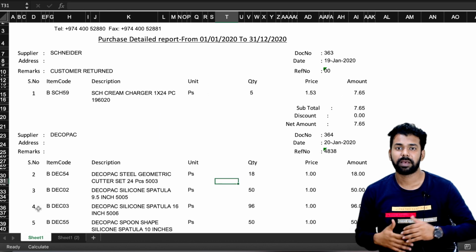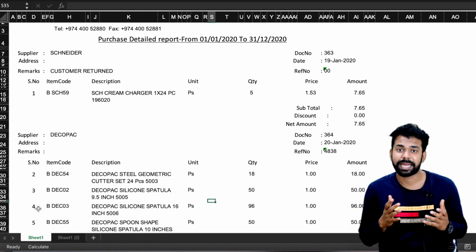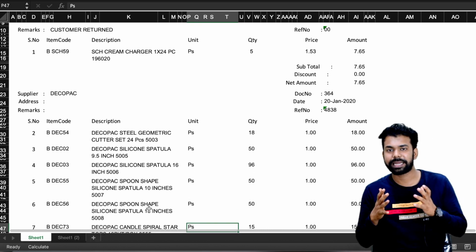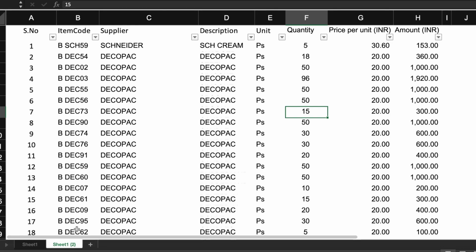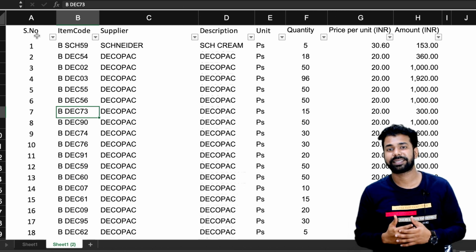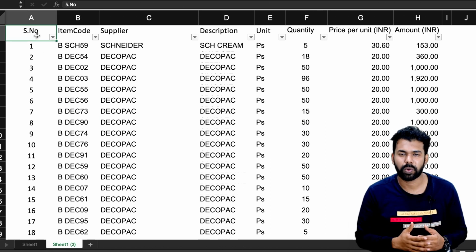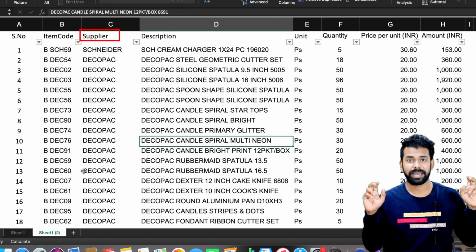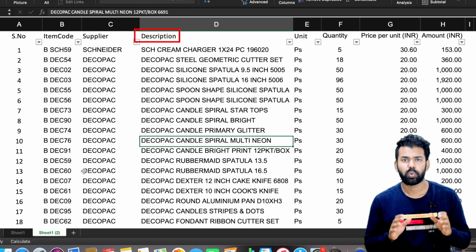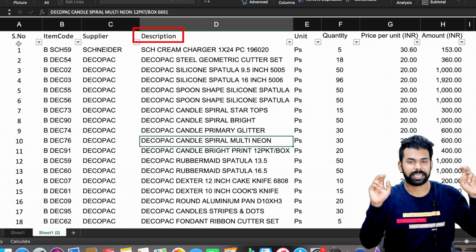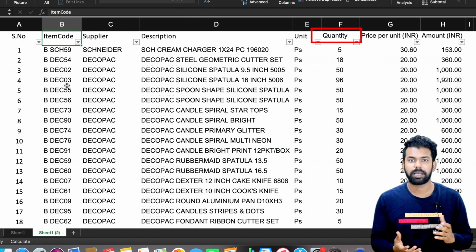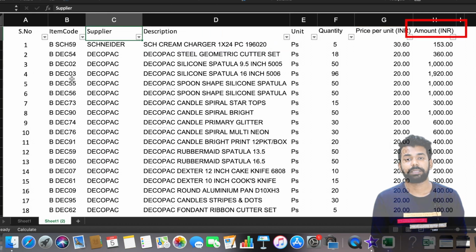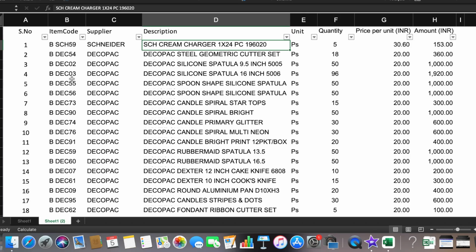Here, if you notice, there are many spaces and the data is not in a proper format. Over here, I did a data cleaning process and converted it into this. This data cleaning process has been explained in detail towards the end of the video. This purchase register contains the supplier name, name of the item which has been tagged as description, units, quantity, price per unit of the item, and then the total amount. The data is for the year 2020.